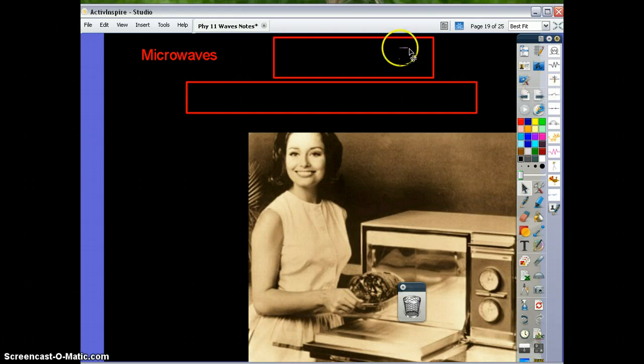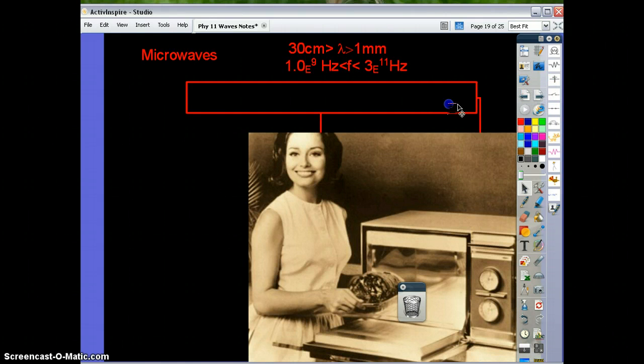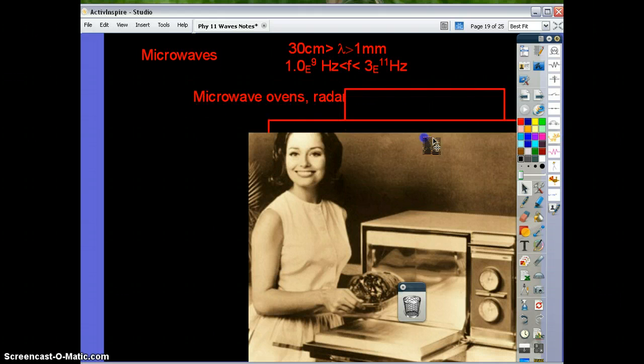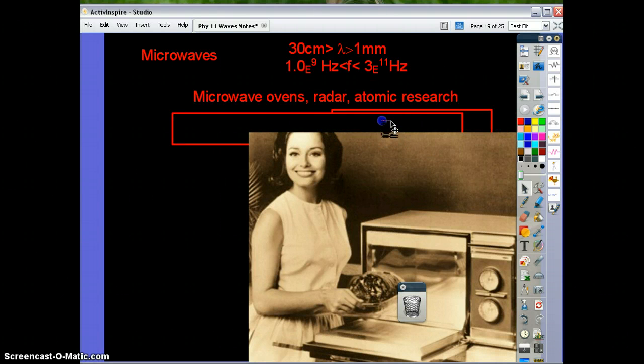Now, as we shorten the waves, we end up with microwaves. And microwaves are shorter than radio, and they are more frequent than radio. How do we use them? Well, our microwave ovens, also radar, atomic research, various communication, like communicating with satellites and things like that, we use microwaves. So there's a lot of different uses for microwaves.